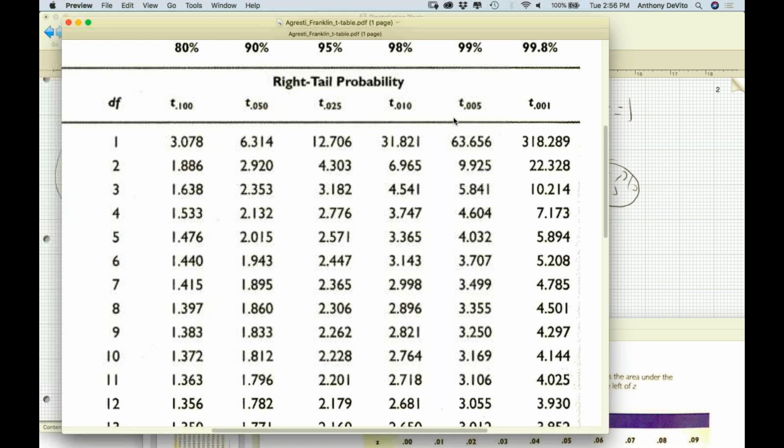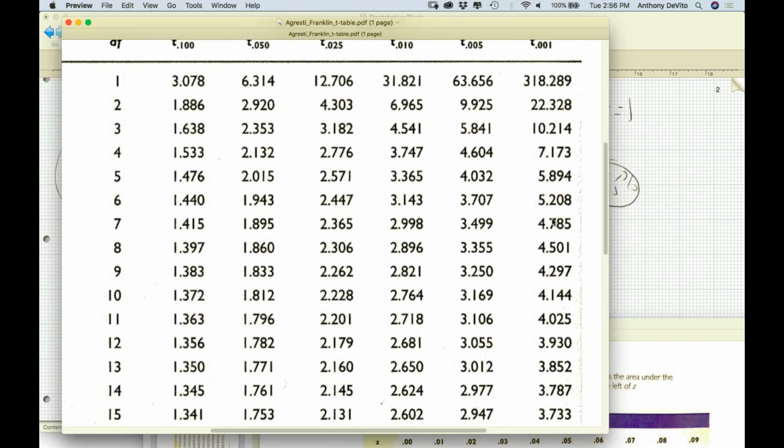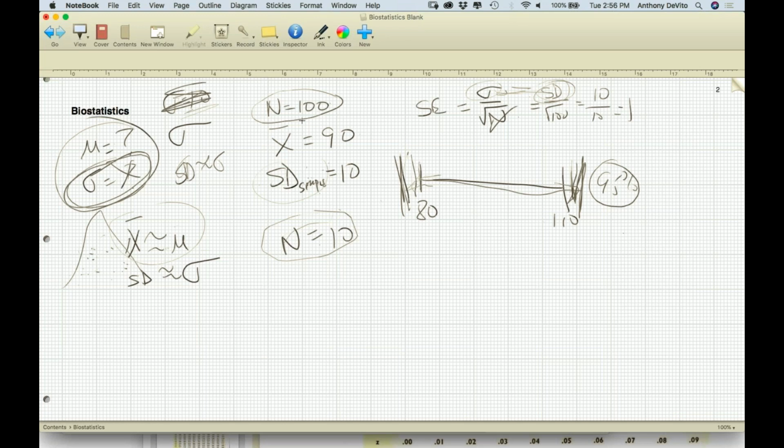So let's apply this. Let's say we have this situation right here, except I'm going to change one thing. I'm going to make my sample size 25. X bar is 90. My standard deviation for my sample is 10. I don't know sigma, so I have to use 10 to calculate my standard error. The square root of 25 is 5.